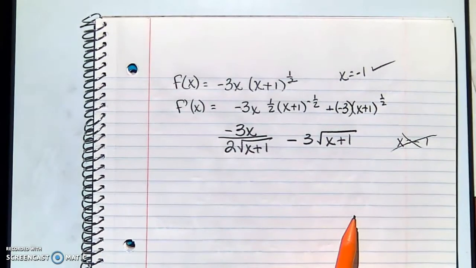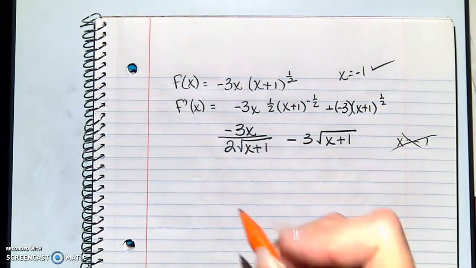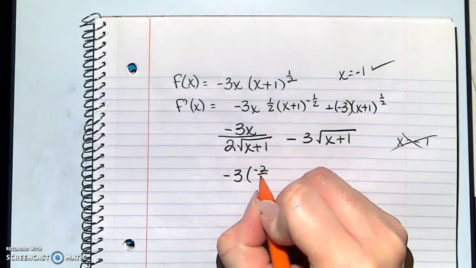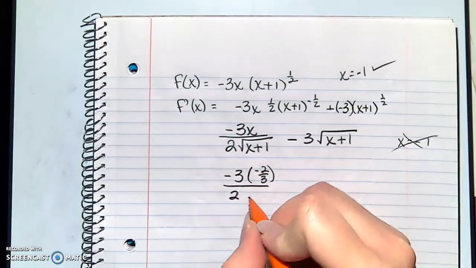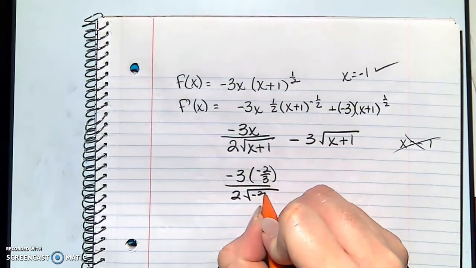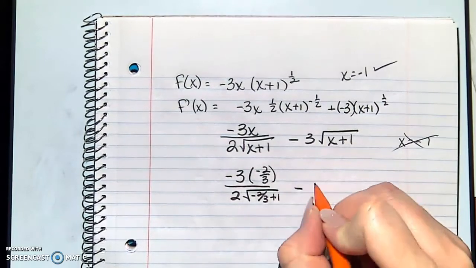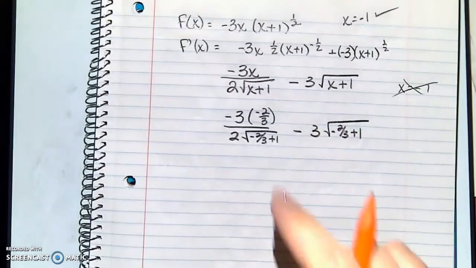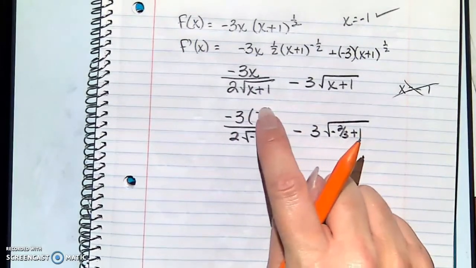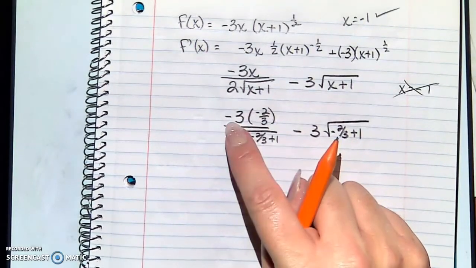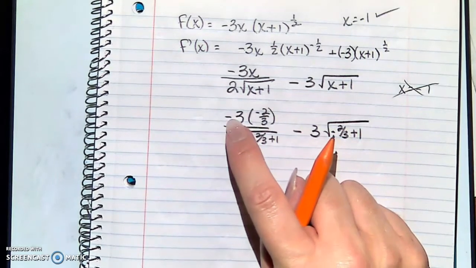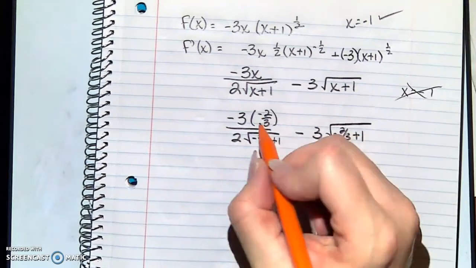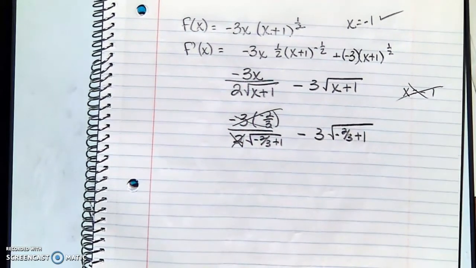Now, that's not what we're interested in. We are interested in negative 2/3. So if I evaluate at negative 2/3, then I have 2 times the square root of negative 2/3 plus 1, minus 3 times the square root of negative 2/3 plus 1. I'm going to get a negative 6. I'm sorry, a positive 6. So negative 3 times negative 2 is 6 over 6. So that just ends up reducing out.